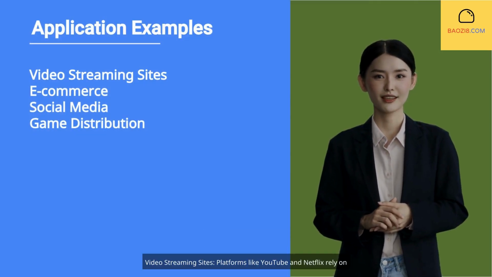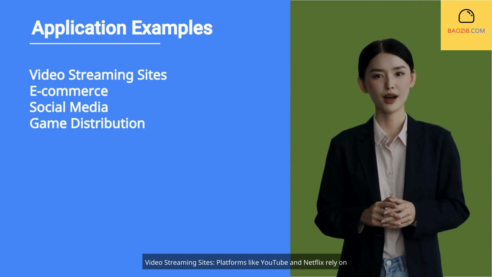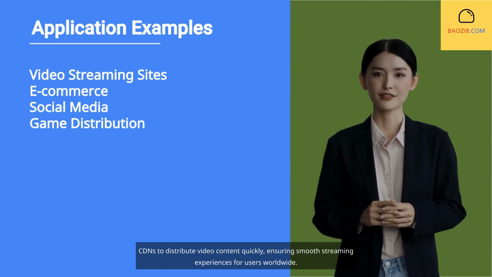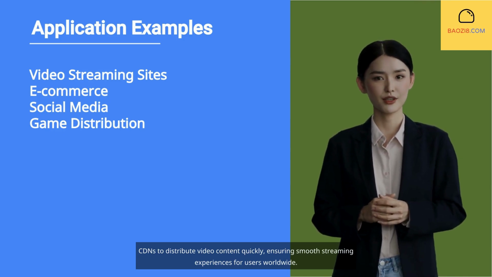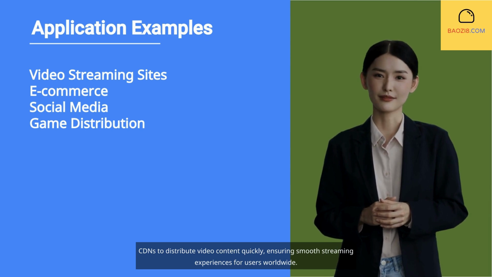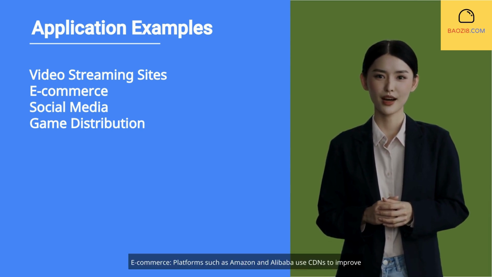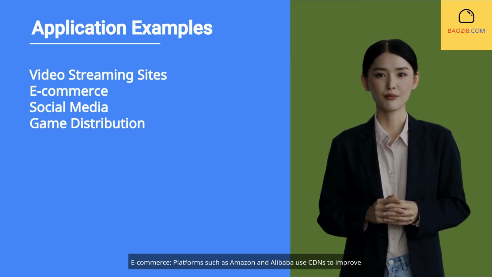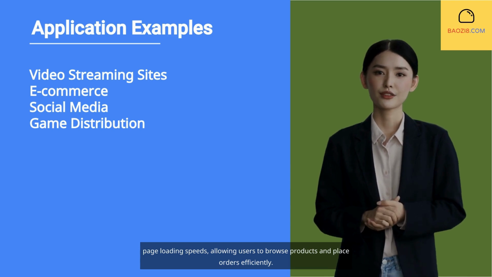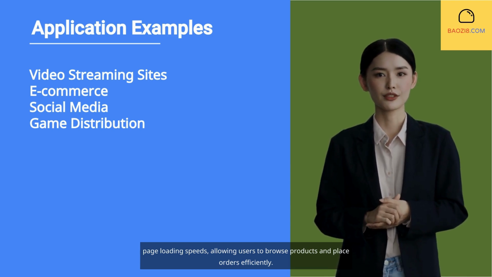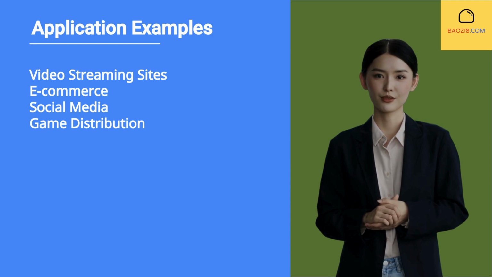1. Video streaming sites. Platforms like YouTube and Netflix rely on CDNs to distribute video content quickly, ensuring smooth streaming experiences for users worldwide. 2. E-commerce. Platforms such as Amazon and Alibaba use CDNs to improve page loading speeds, allowing users to browse products and place orders efficiently.